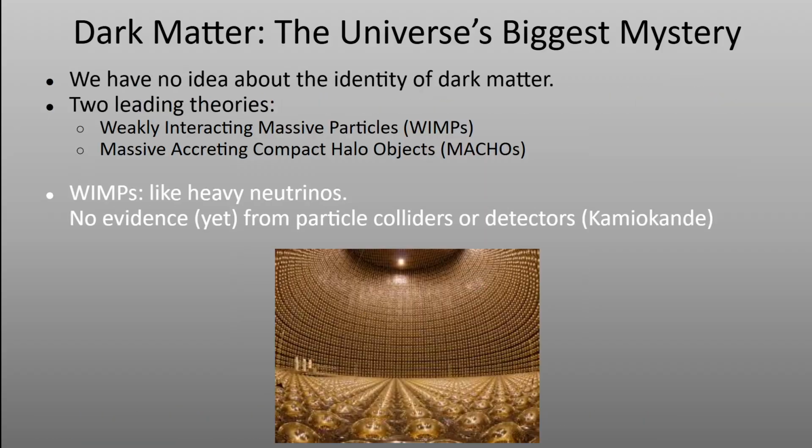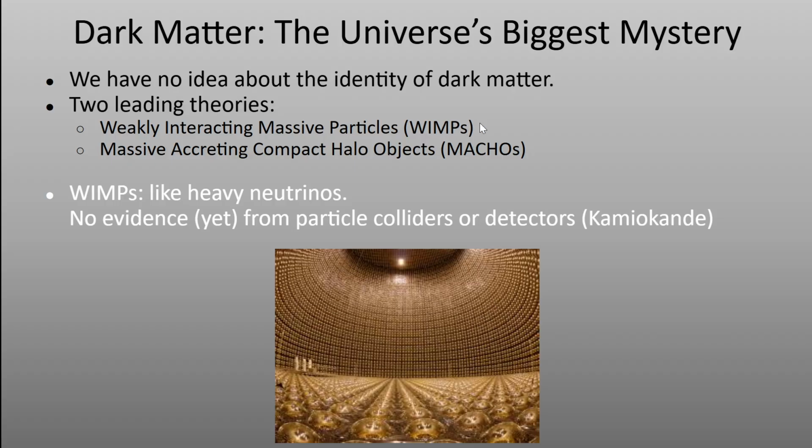In terms of what dark matter is made of, we don't know. There are two leading classes of theories, though, that within them have lots of different models. One of those theories are referred to as WIMPs. These are weakly interacting massive particles. So think something like the neutrino, but a whole lot heavier.